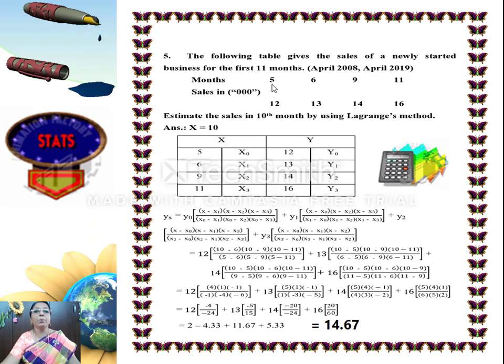Now going on to the next one. We have the given values 5, 6, 9, 11. So you are asked to find for the 10th month. So the given values are in unequal intervals, and what we have to estimate is also in an unequal interval. So we use the Lagrange's method. So when the given values are in unequal intervals and what we have to find out is also in unequal intervals, then we have to use the Lagrange's method.